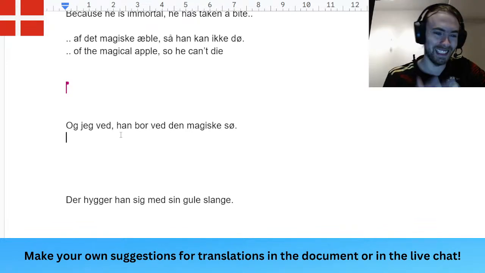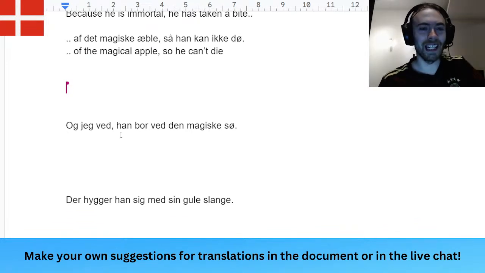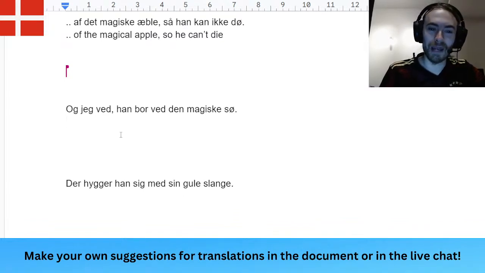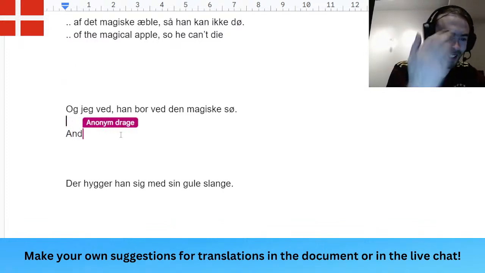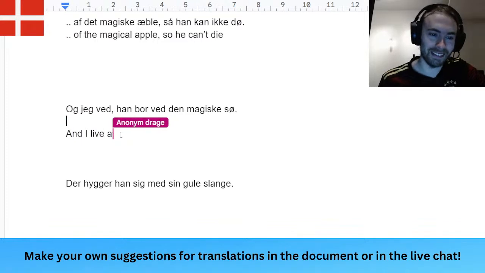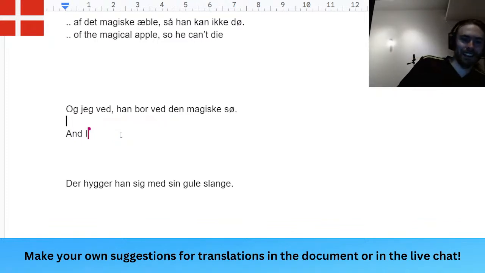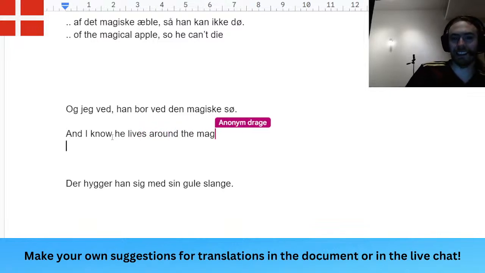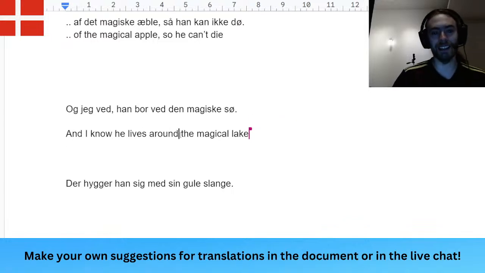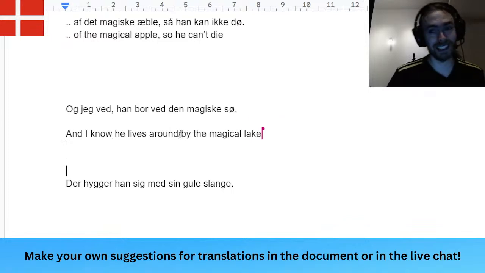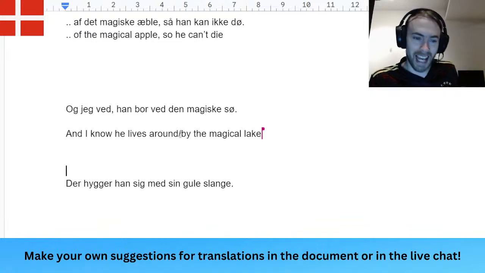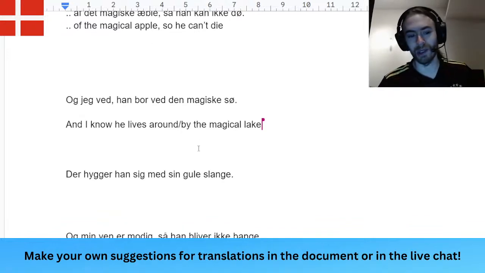Skal vi lige se her. It's so stupid, these lyrics. Og jeg ved, han bor ved den magiske sø. Guys, what is that? Not quite, but let's see. Ved, that is I know, right? I know he lives around the magical lake. That's good. You could say that, or lives by the magical lake. Very nice. You can all join in here. It's free. Excellent. Den magiske sø, the magical lake.